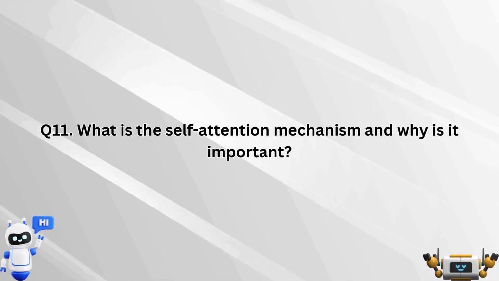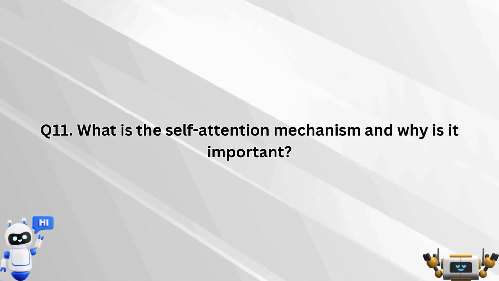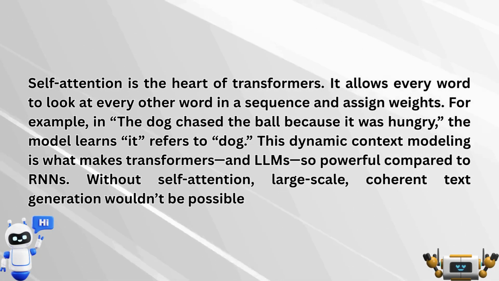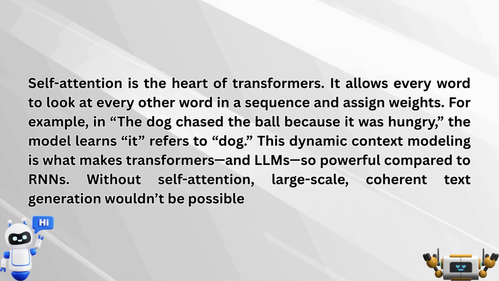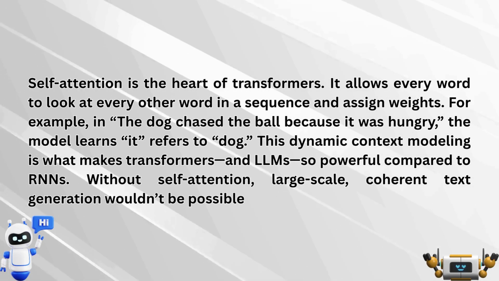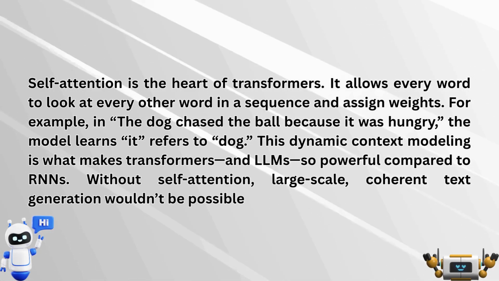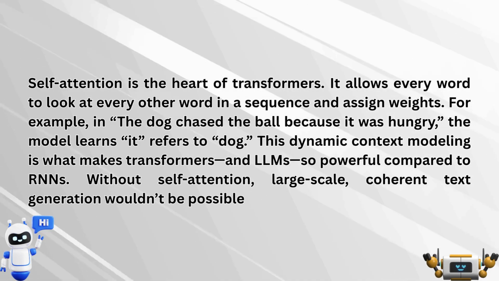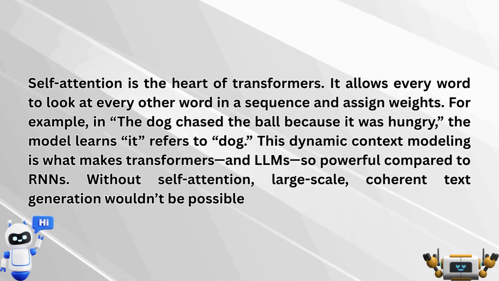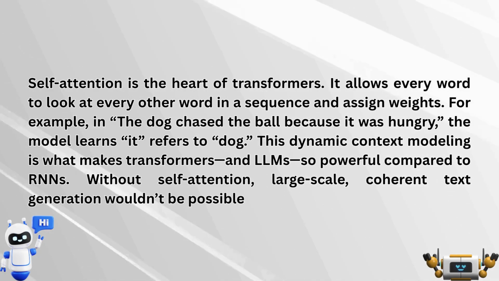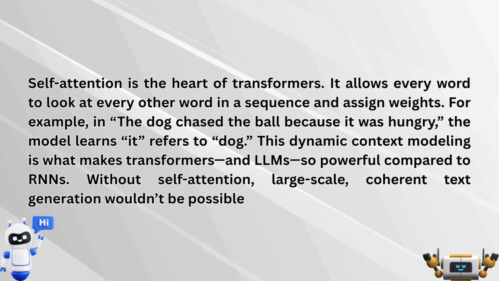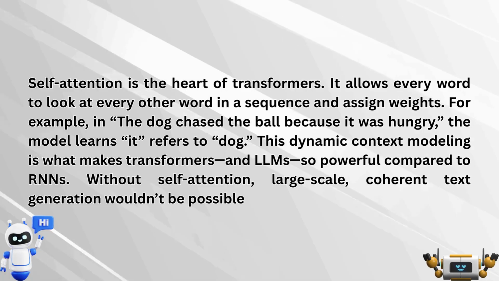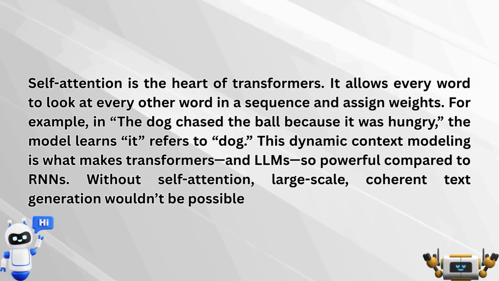What is the self-attention mechanism, and why is it important? Self-attention is the heart of transformers. It allows every word to look at every other word in a sequence and assign weights. For example, in the dog chased the ball because it was hungry, the model learns it refers to dog. This dynamic context modeling is what makes transformers and LLMs so powerful compared to RNNs. Without self-attention, large-scale coherent text generation wouldn't be possible.